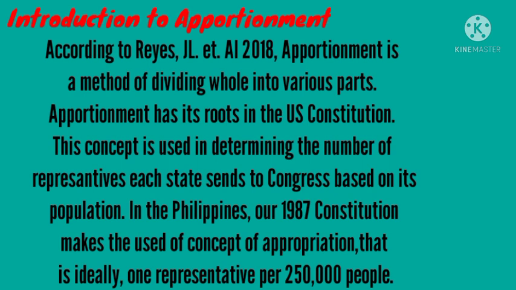Apportionment and voting. Introduction to apportionment. According to Reyes, Yale et al., 2018, apportionment is a method of dividing a whole into various parts. Apportionment has its roots in the U.S. Constitution. This concept is used in determining the number of representatives each state sends to Congress based on its population. In the Philippines, our 1987 Constitution makes use of the concept of apportionment, which is ideally one representative per 250,000 people.